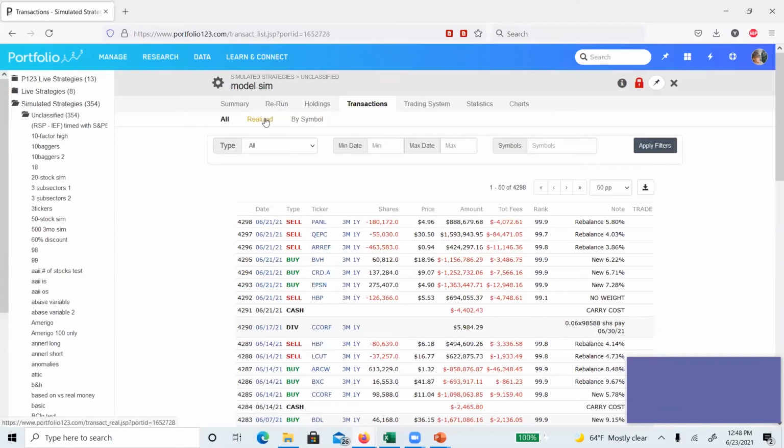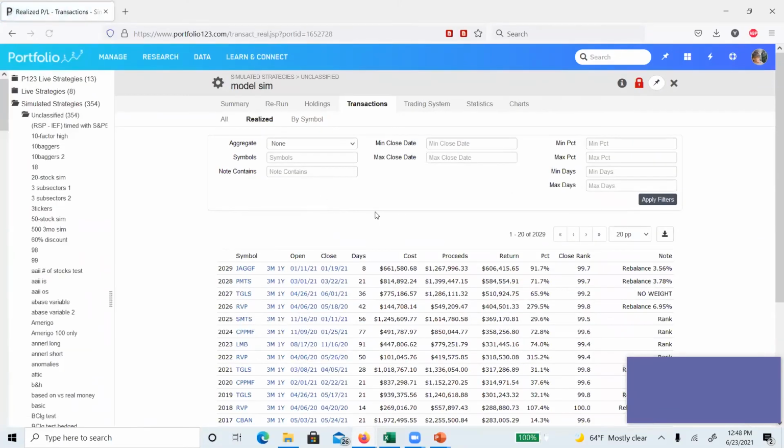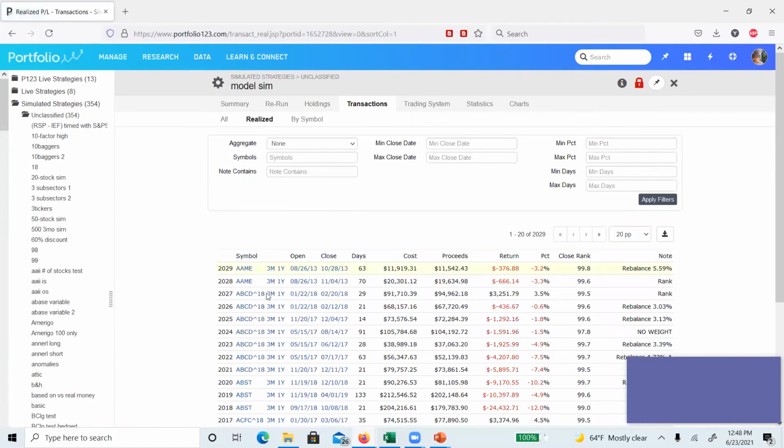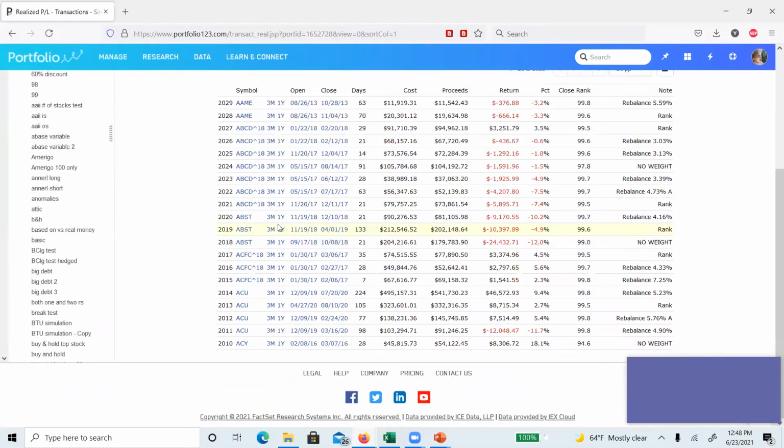When you look at the realized transactions, you can do what I did, and you can say, well, are some of these things odd, or some of these unrealistic? You can sort them by symbol, and you'll see, wait a minute, why am I buying and selling ABCD 18 over and over and over again on different years and different days? And some of it is just because it's rebalancing. But if you've got like 18 transactions for one stock, then you know that something is a little crazy.